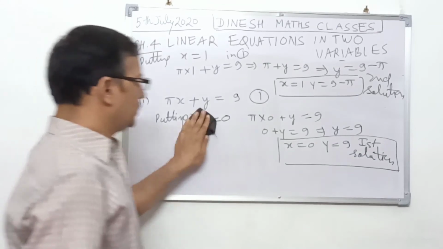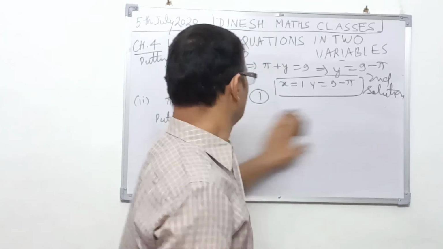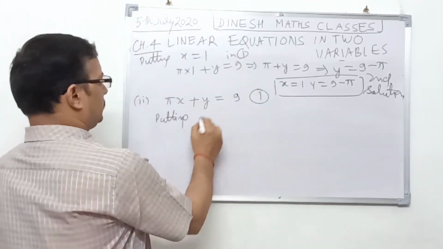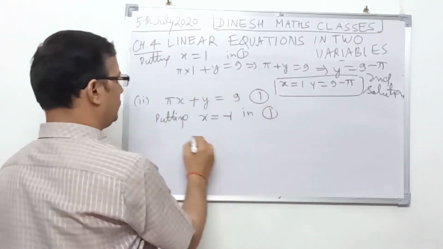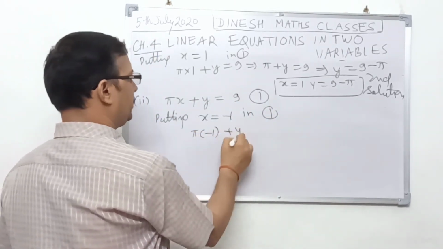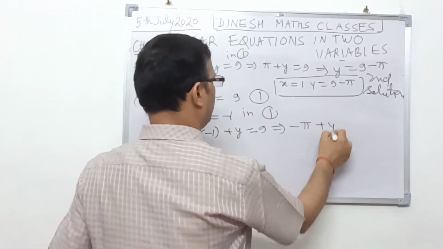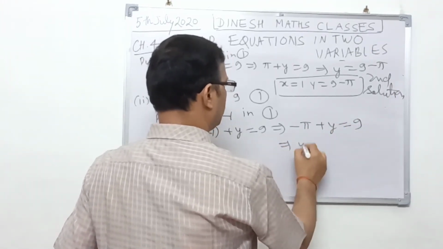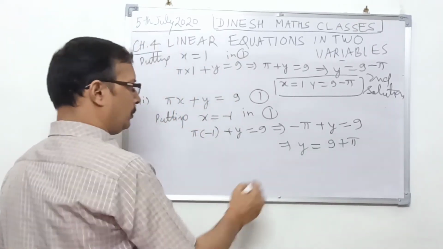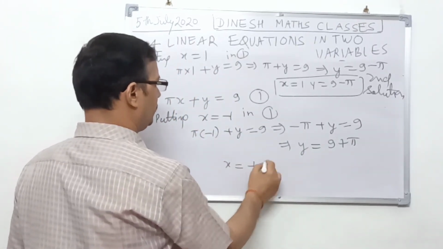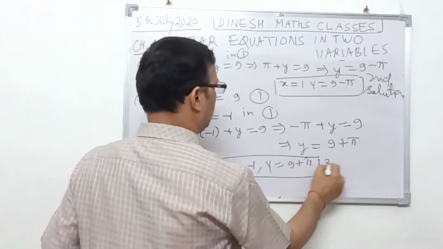Similarly, proceeding for the third solution. So now putting x equal to -1 in equation number 1, pi into -1 plus y equal to 9. Pi into -1 will become minus pi plus y equal to 9, and this implies y is equal to 9 plus pi. So x equal to -1, y equal to 9 plus pi. This is the third solution.